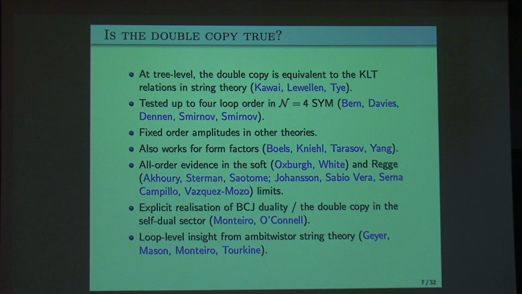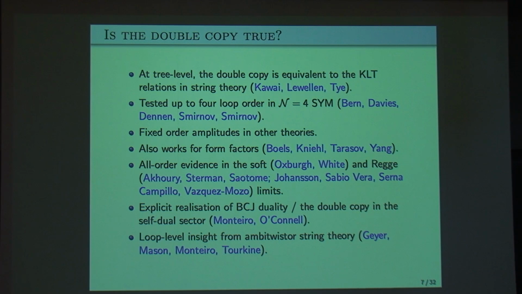So, for example, in the soft limit, or the Regge limit, which is where the centre of mass energy is much bigger than the momentum transfer, we know the structure of the amplitude to all orders in that limit, and we know that the double copy matches up and works out. There's also a nice realisation of both BCJ duality and the double copy in the self-dual sector.